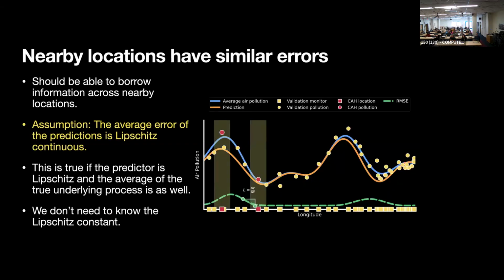One thing is, for our method to be consistent, we don't need to know the actual Lipschitz constant, which I think is a big plus. You might get more efficiency if you did know the Lipschitz constant, but it's not necessary for the method to at least be consistent.